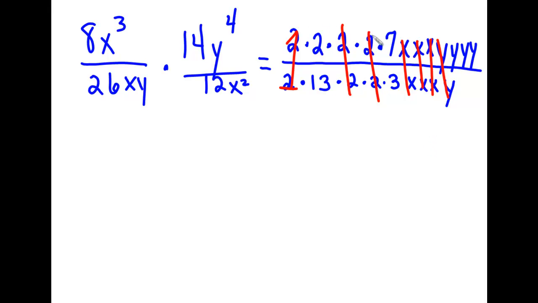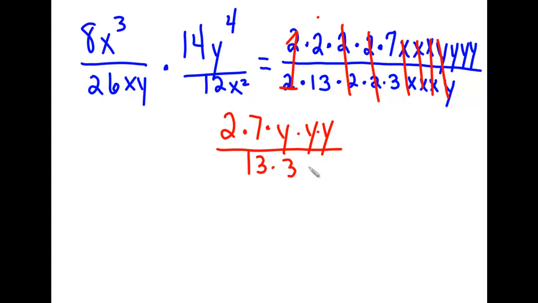Anything else that's left on top, we just multiply together. So that's 2 times 7 times 3 y's and 13 times 3, and there's no variables on the bottom left. So this will be 14 y cubed over 39.